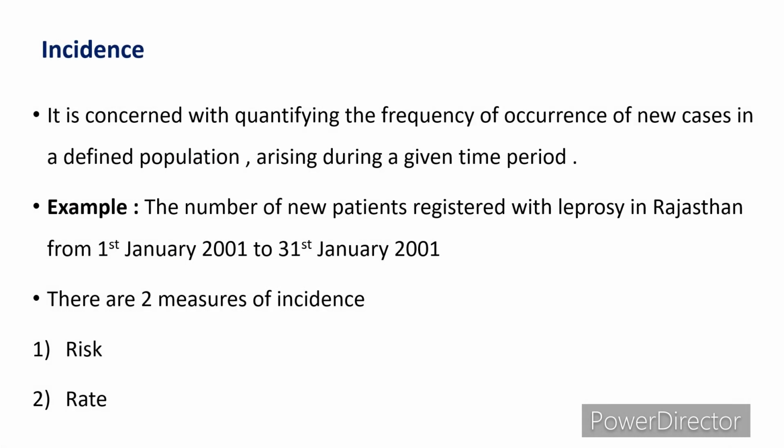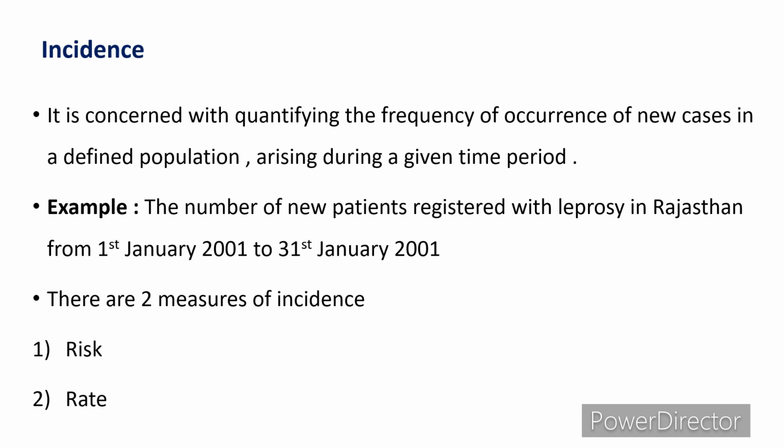Incidence is concerned with quantifying the frequency of occurrence of new cases in a defined population arising during a given time period. So here we are exclusively talking about the new cases. This is the main difference between incidence and prevalence. A simple example: the number of new patients registered with leprosy in Rajasthan from Jan 1st, 2001 to 31st Jan 2001. So here we are talking about only new patients.